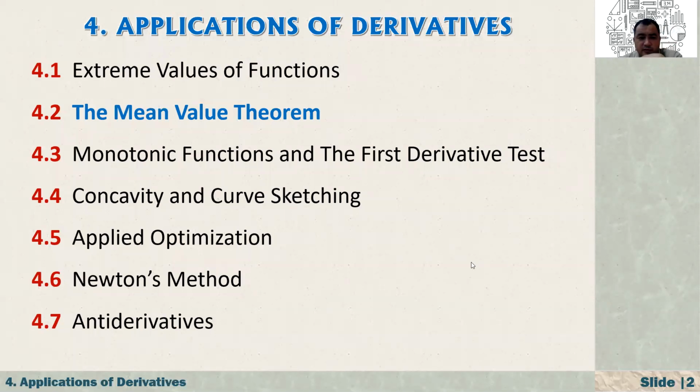Today we will talk about one important theorem, the mean value theorem. In the second session, after a 10-minute break, we will talk about monotonic functions and the first derivative test. In tomorrow's meeting, we will talk about concavity and curve sketching, and if we have time, we will start applied optimization. Next week, maybe on Wednesday, we will talk about Newton's method and antiderivatives. In this way, we will finish this chapter, and most probably you will have another quiz either next Friday or after, on Monday. You will have a quiz from chapter 4.